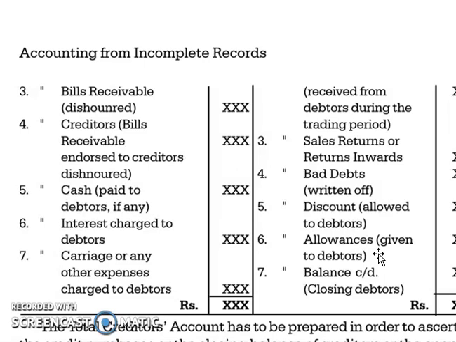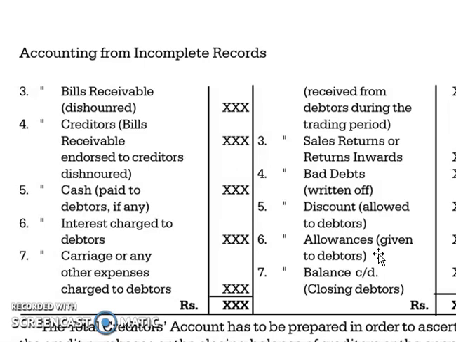By discount allowed to debtors, not discount received, discount allowed. It comes under total debtors account credit side. Common item it is again. By any allowances given to debtors, certain allowances, any allowances given to debtors, by closing debtors. So that is the by balance carried down.